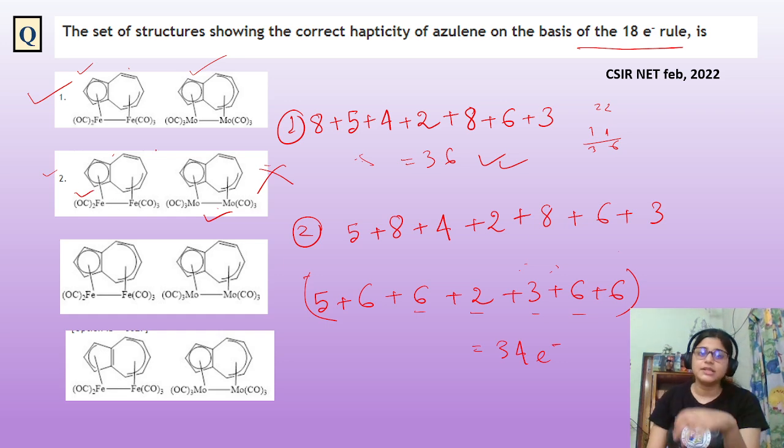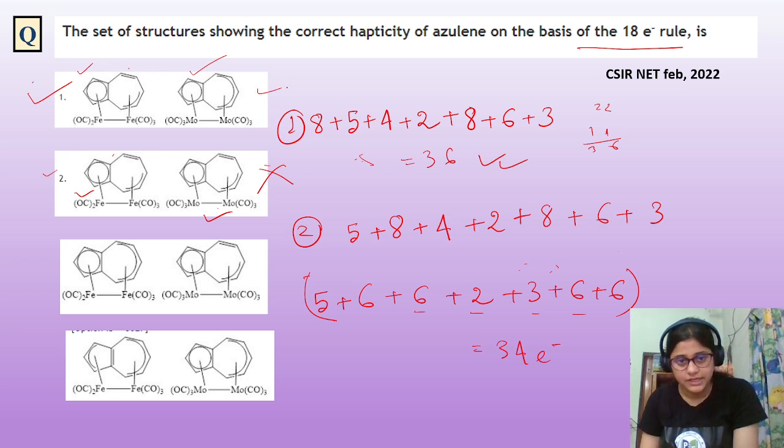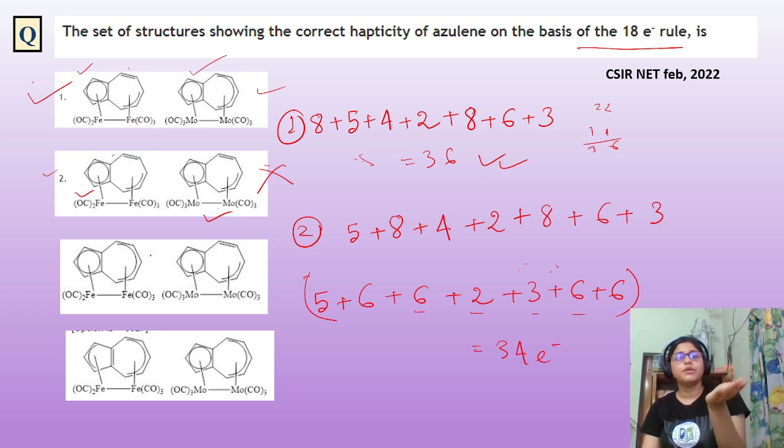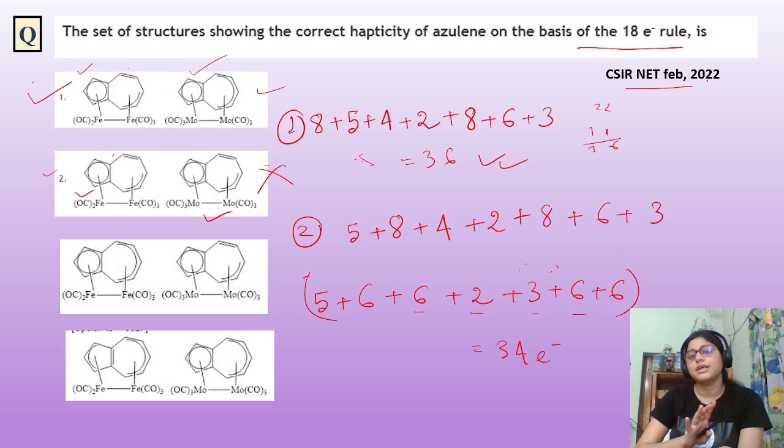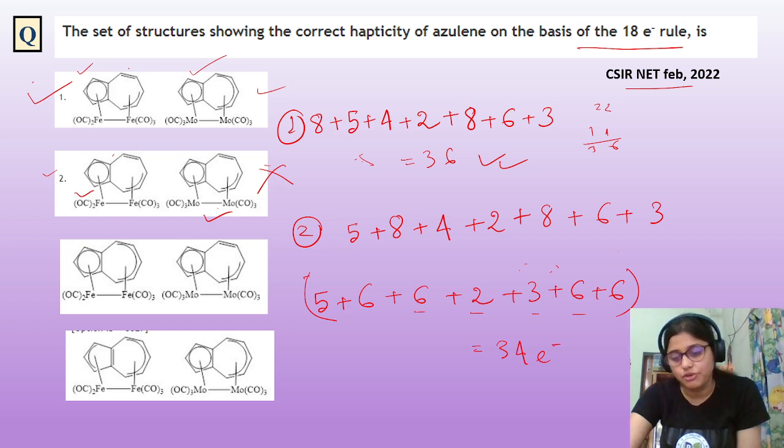But we have to consider the set of structures, right? So in this set only you will find what I have shown to you. For the other set you can find out that maybe one will follow the 18 electron rule but the other will not follow. Okay, so this is the correct option. This is also a previous year question of CSIR-NET. See how many questions are actually coming from this topic.